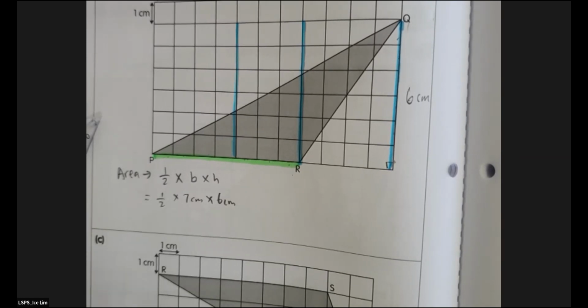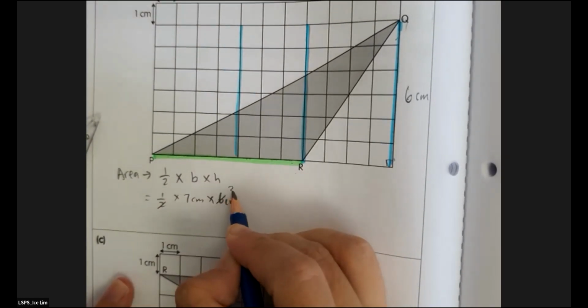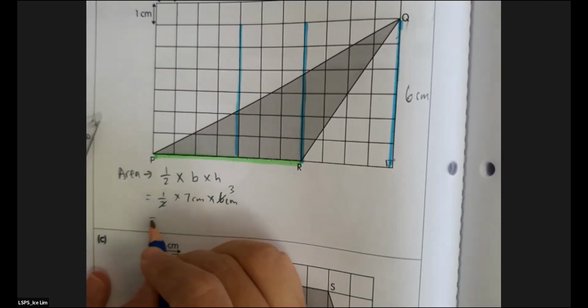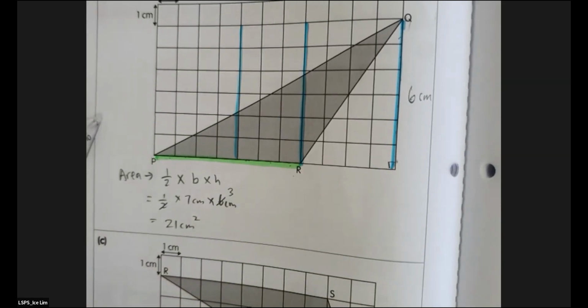You know why? Yes, very good. I can divide easily. I can do the cancel very easily. So I can get to the answer really quickly. So 21 square centimeters. Is that okay? Okay, let's go a bit faster.